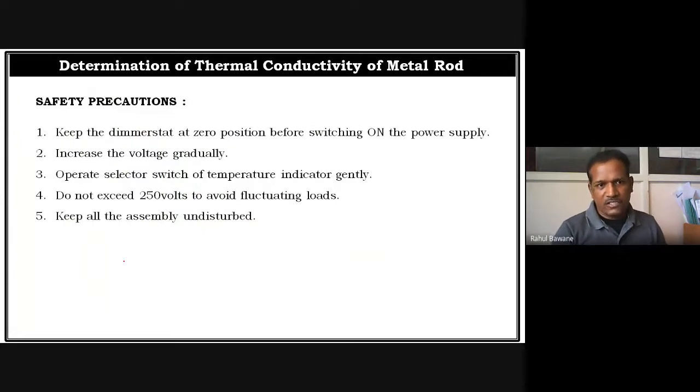Now, safety precautions. We must check that the dimmerstat is at the 0 position before switching on our equipment. Never rotate your dimmerstat very fast. It should be increased gradually. The maximum voltage is 250, so don't exceed it. The voltage limit is kept between 50 to 100. Whenever you perform the experiment, never exceed it. I think 150 is also too much, so never exceed 100.